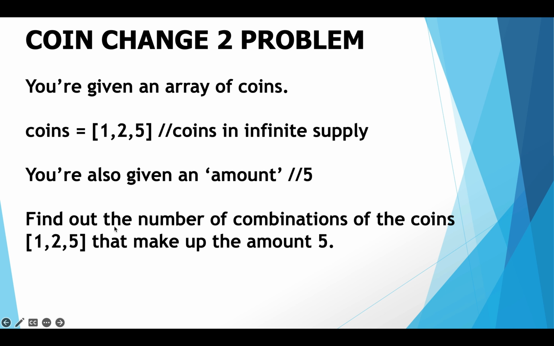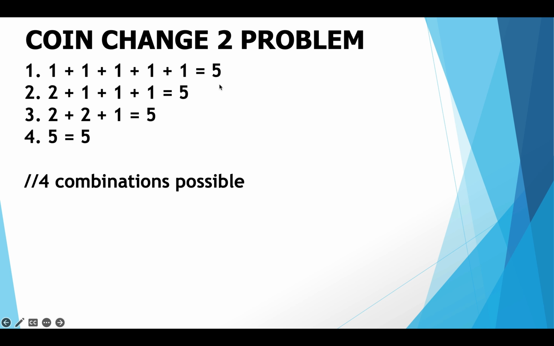So you need to find out the number of combinations of these coins of denominations 1, 2 and 5 that make up this amount 5. So if the amount is 5, then there are 4 combinations using the coins given which are possible. In the first combination, 5 is being formed by 5 coins of denomination 1. In the second combination, 5 is being formed by 3 coins of denomination 1 and 1 coin of denomination 2.